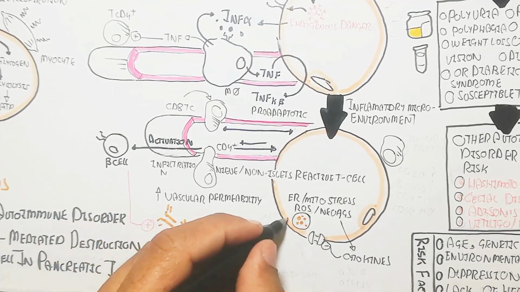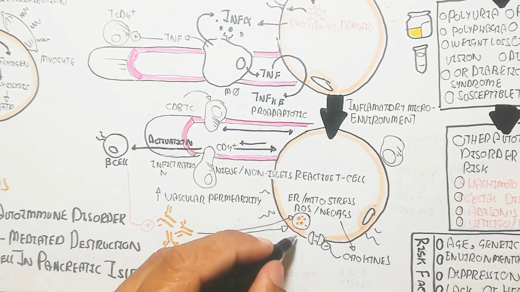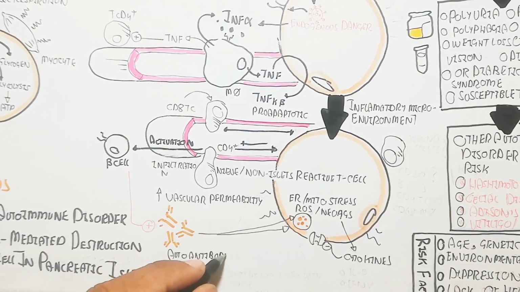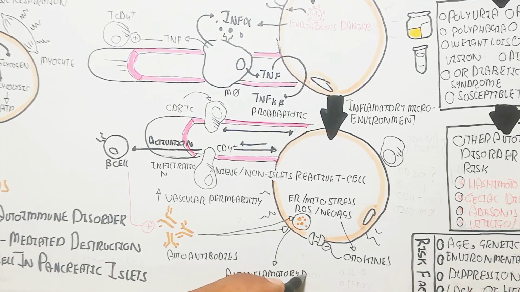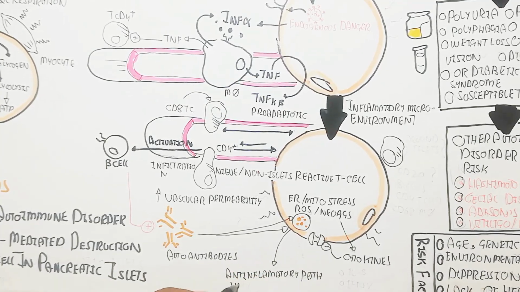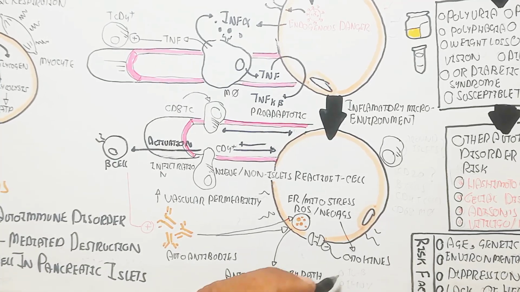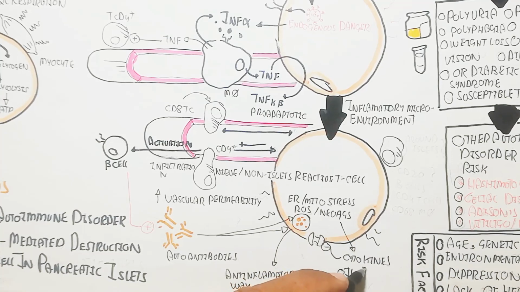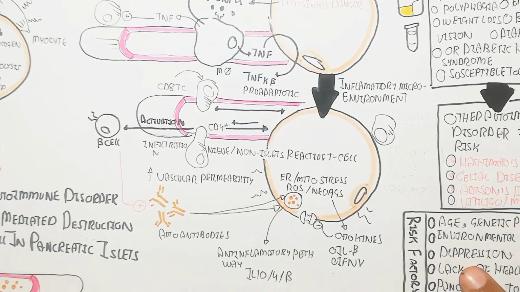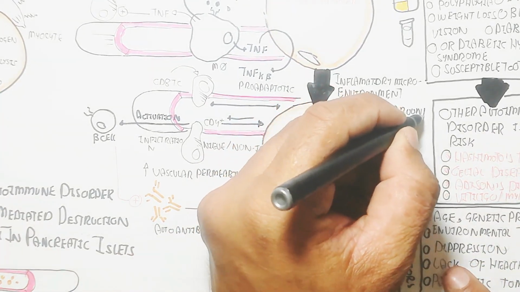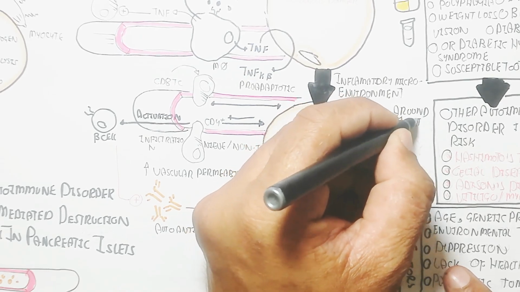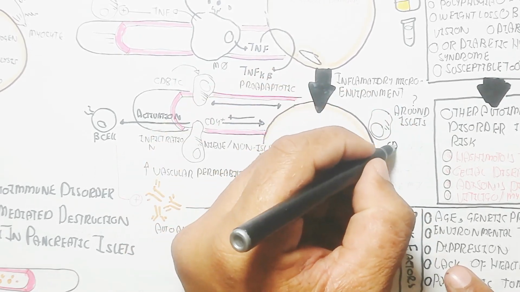In this way, the cytokines also produce endoplasmic reticulum and mitochondrial stress, producing reactive oxygen species and nitrogen species. The anti-inflammatory pathway involves interleukin 10, 4 and beta, but in this way it will be inhibited. You can see cytokines will produce interleukin beta and interferon gamma, which will inhibit the channel of the beta cell.